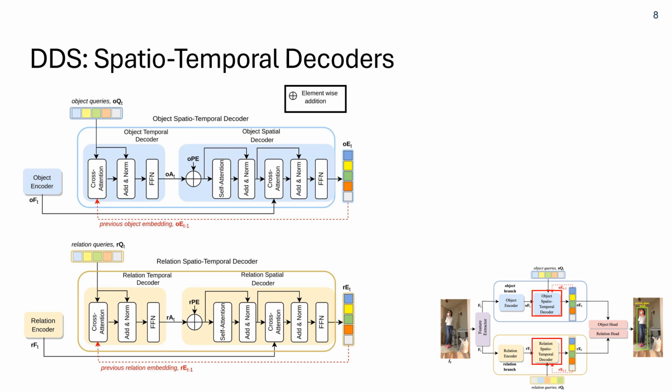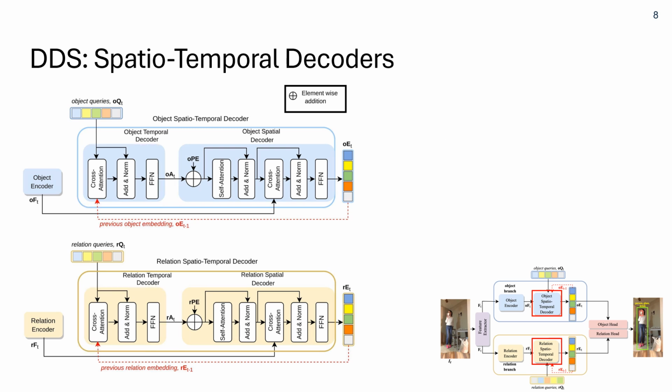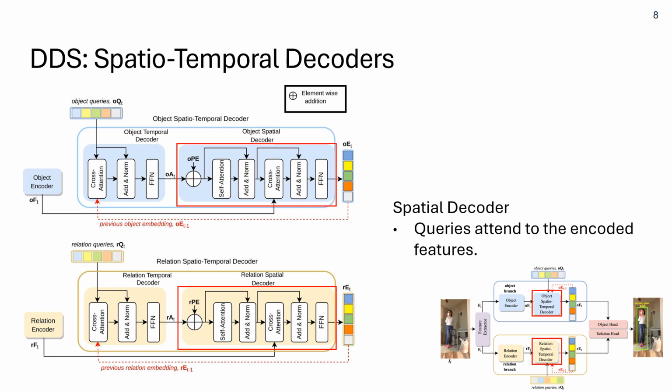In the temporal decoder, the learnable queries first attend to the previous frame's embedding to learn about the temporal correlations. Next, the queries attend to the encoded features. This attention mechanism helps the queries to learn about the objects and relationships present in the current frame. The output of the decoders are the learned queries that will be used by the object and relationship heads.